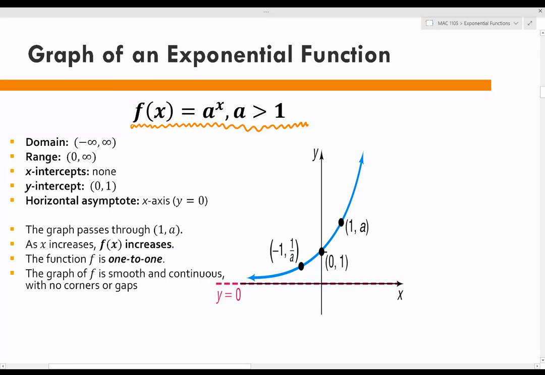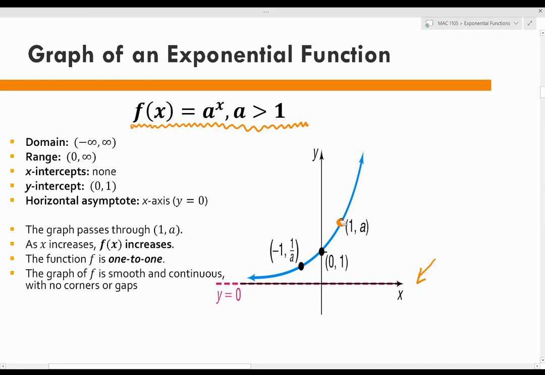You aren't going to have any x-intercepts. Notice that this graph does not cross the x-axis, so it has no x-intercepts. It has one y-intercept at 0, 1. And it has a horizontal asymptote. Remember we talked about asymptotes when we talked about rational functions? You can see here on the graph there's this dashed line. That is its horizontal asymptote. The graph is also going to pass through the point 1, a.